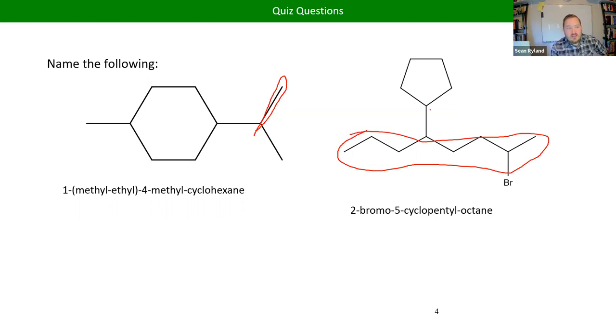So once we get to that point where the ring is bigger than the chain, we switch what the parent molecule would be. Sean, what if they're the same? Then you can name it whichever way keeps your branches simple.